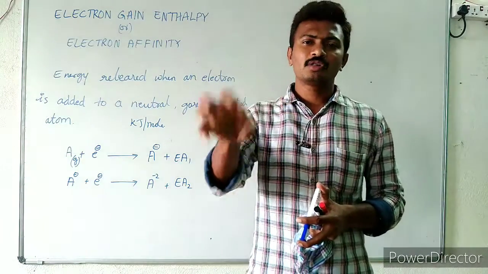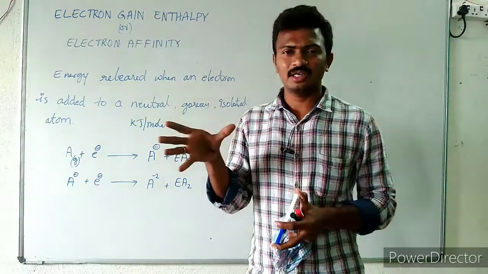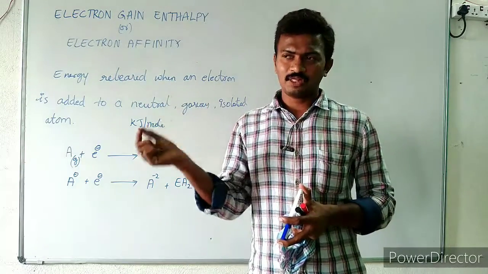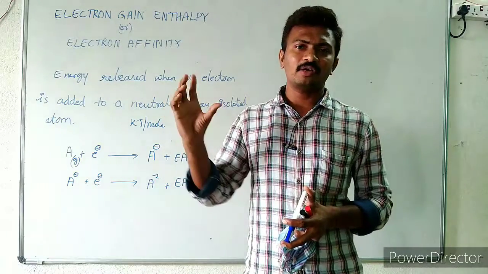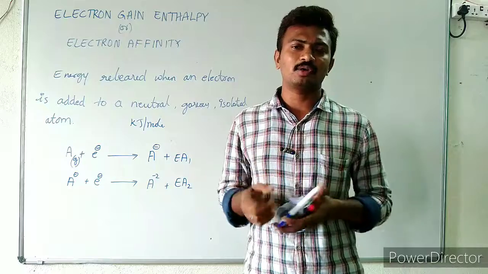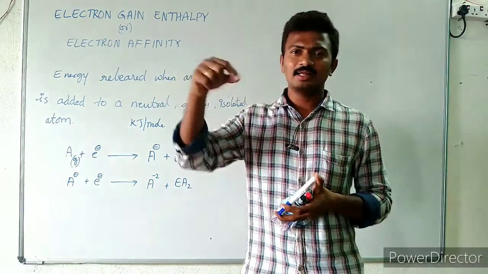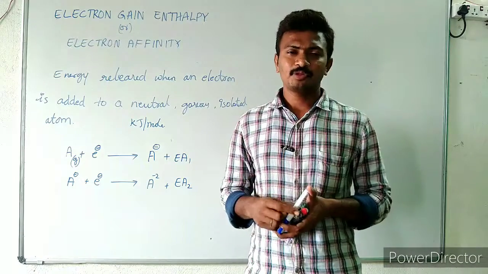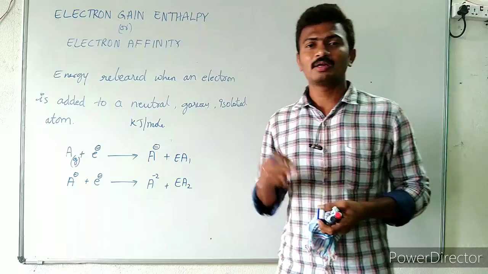Affinity means what? Somewhat attraction, affinity, affection. So that affinity will be decreasing. For the first electron, the affinity will be somewhat higher. For the second electron, the affinity will be reduced because of the electron-electron repulsion between the previously added and the forthcoming electron. So due to that, the second electron gain enthalpies will be somewhat lower.